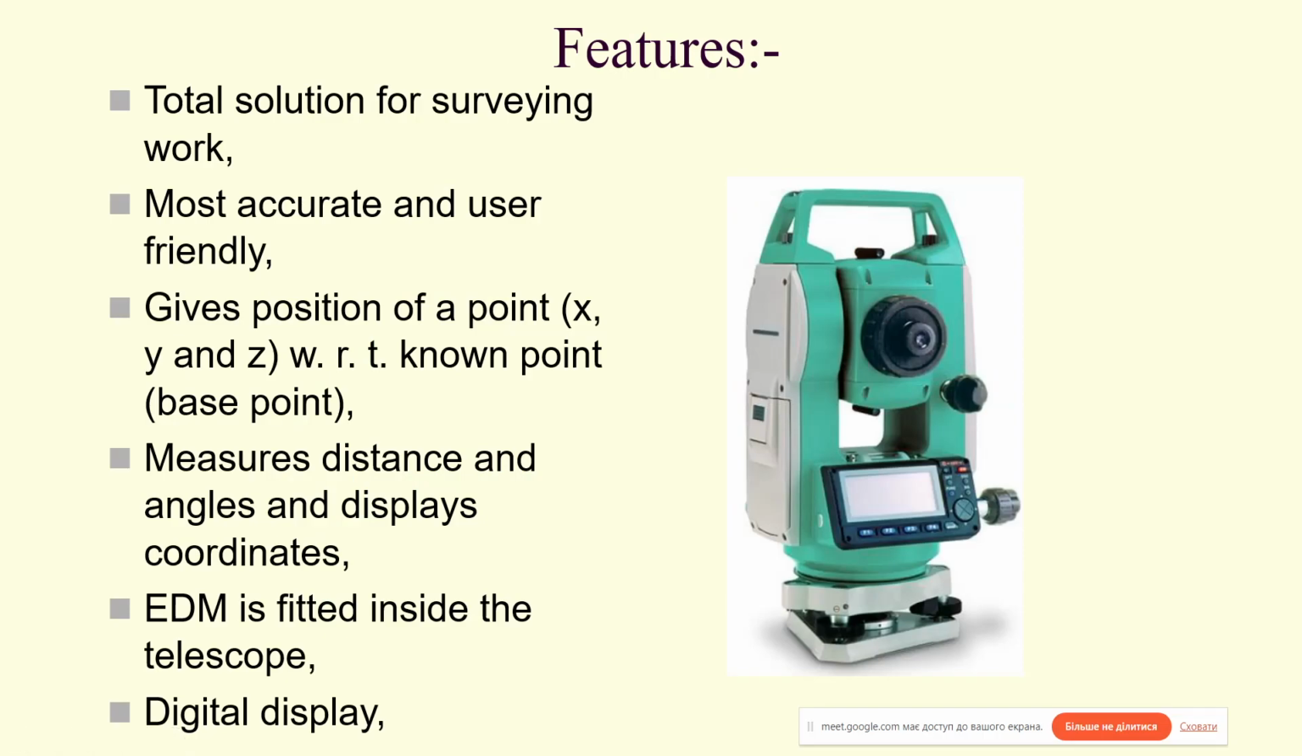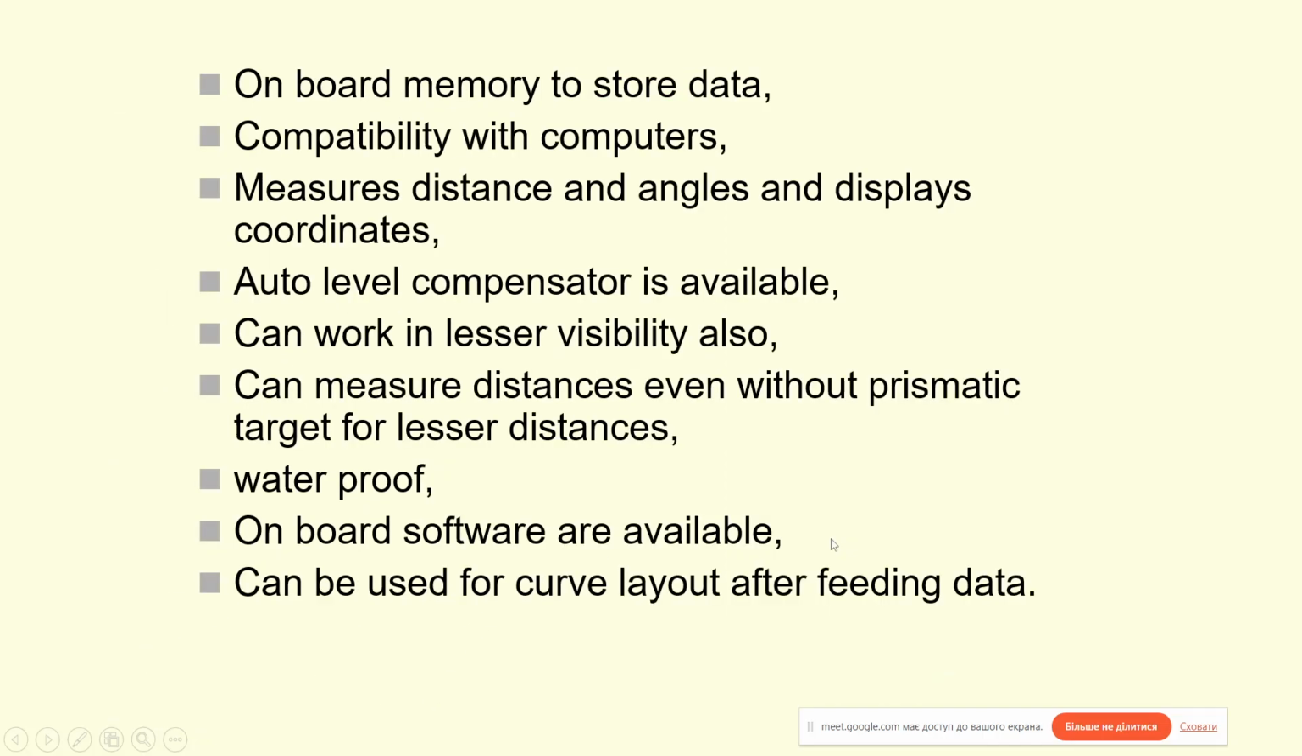Total station, total solution for surveying work, most accurate and user-friendly, gives position of a point x, y, and z, from a known point, base point, measures distance and angles and displays coordinates. EDM is fitted inside the telescope. You can see the telescope is much bigger than usual. And we have a digital display to display the result of measurement.